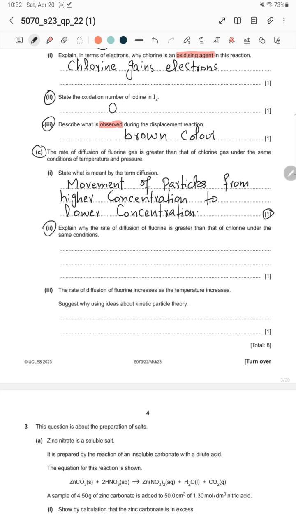Second part is explain why the rate of diffusion of fluorine is greater than that of chlorine. Very simple, 1 mark question. Whenever the reason about the diffusion is asked, so you should make sure the keyword must be either temperature or molecular mass. So here fluorine has less molecular mass than chlorine.